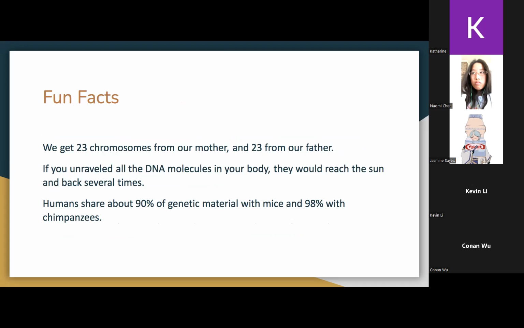We get 23 chromosomes from our mother and 23 from our father. If you unravel all the DNA molecules in your body, they would reach the sun and back several times. Humans share about 90% of genetic material with mice and 98% with chimpanzees.